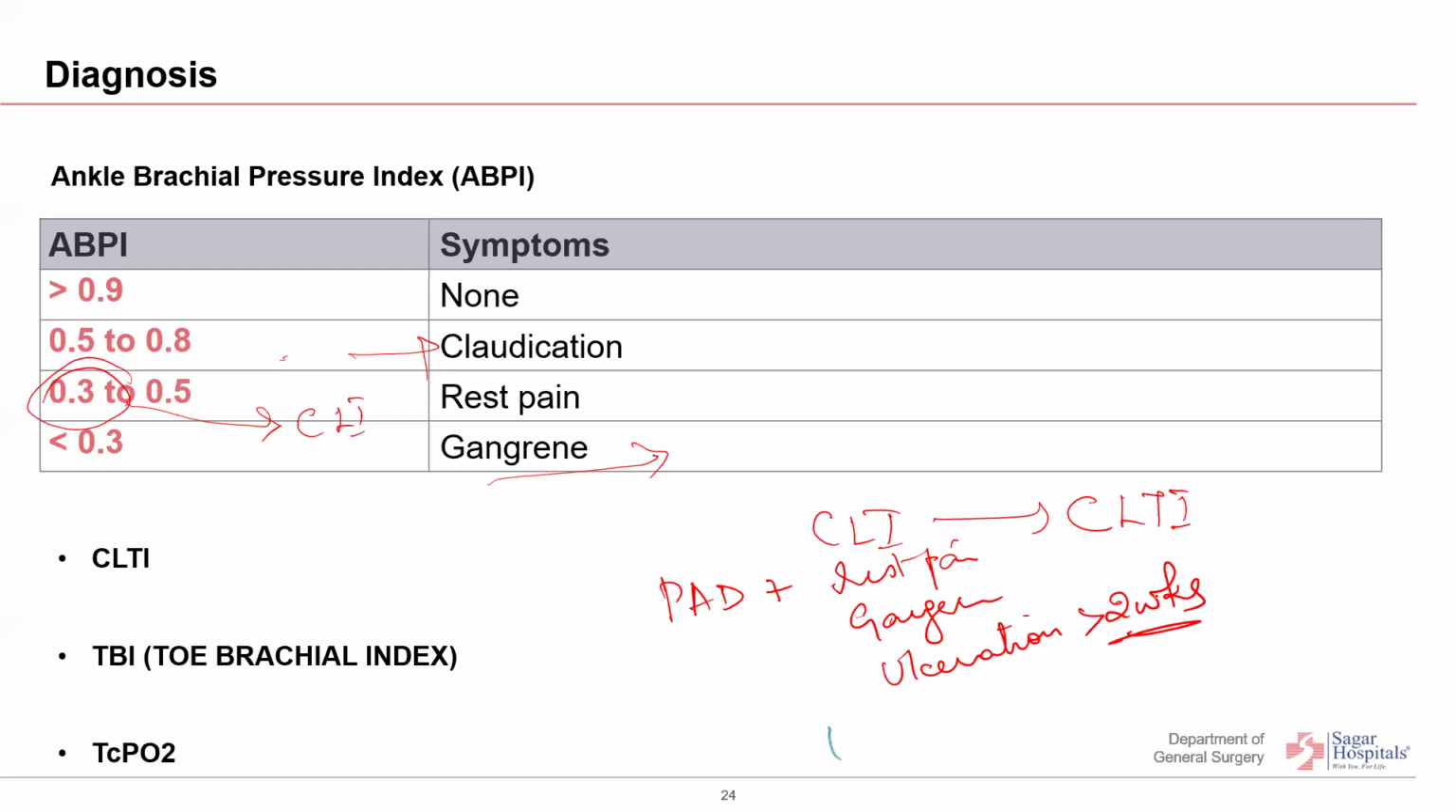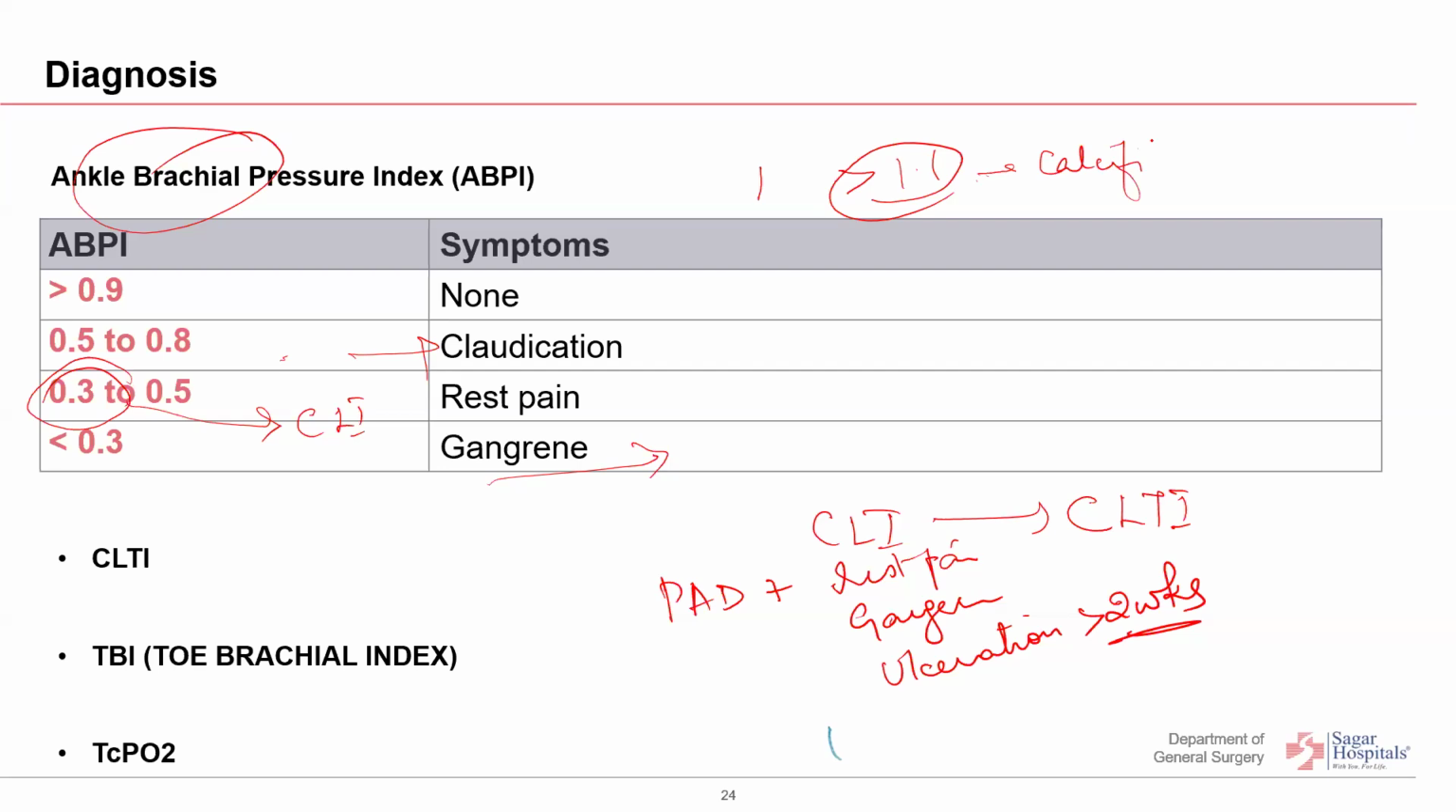So we use this because chronic limb-threatening ischemia is more specific for the condition than just critical limb ischemia. And one fallacy about the ankle brachial pressure index is that if the ABPI is more than 1 or 1.1, the perfusion can still be compromised because calcification can happen. When there is calcification, the stiffness of the vessel itself can give you a falsely high ABPI.